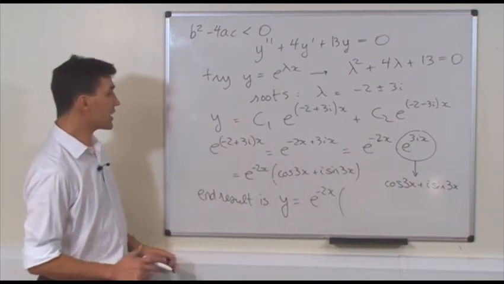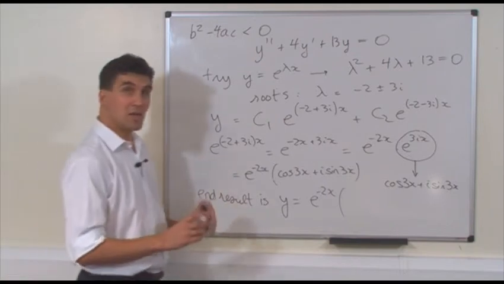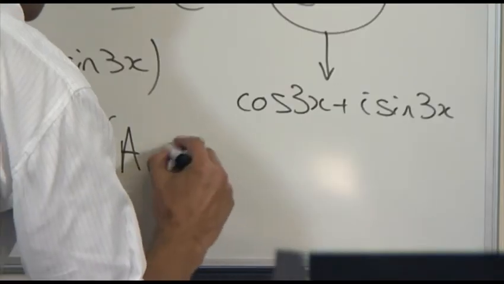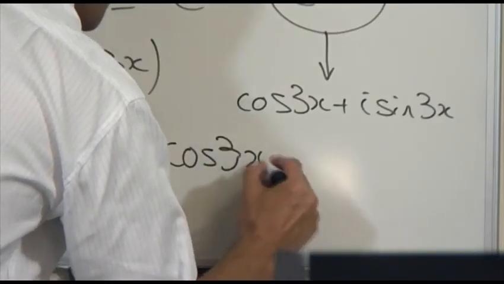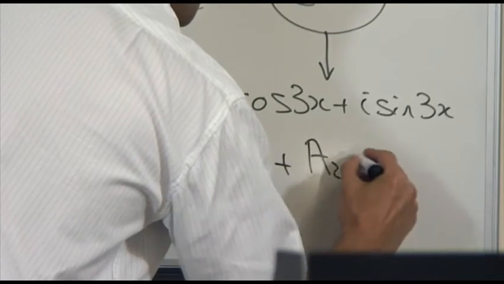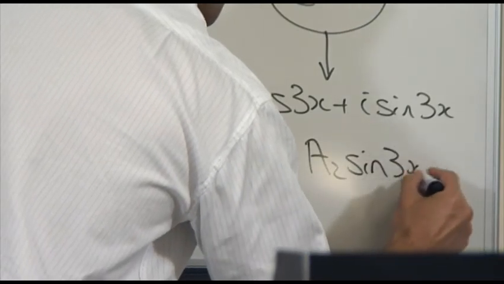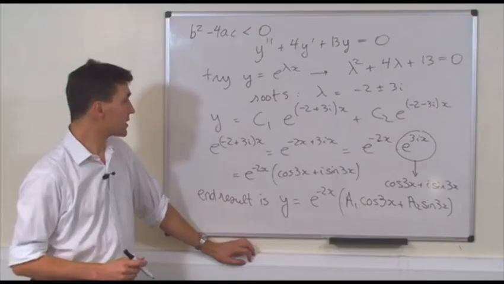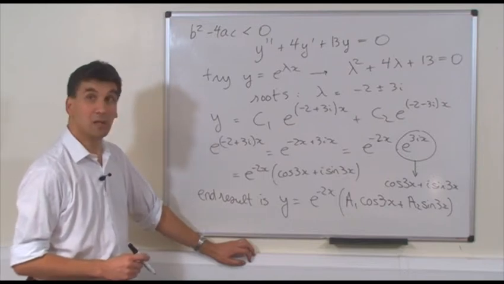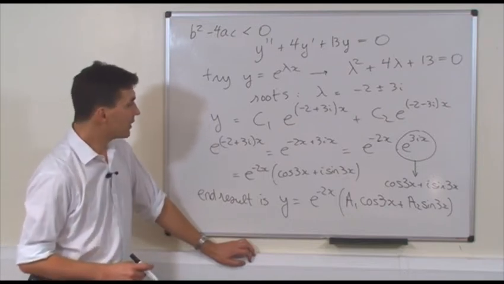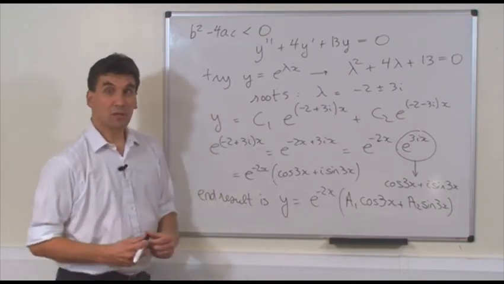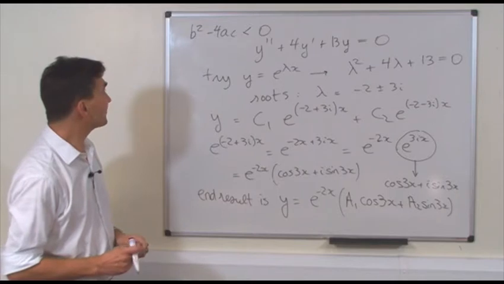We bring all these things together, and we're going to give new names to our arbitrary constants. So let's call it, say, a1 cosine 3x plus a2 sine 3x. Okay? And there it becomes a little bit clearer that this is going to be a real function of x. As long as we choose a1 and a2 to be real, and no reason why we shouldn't, this y of x will be a real solution of this differential equation.